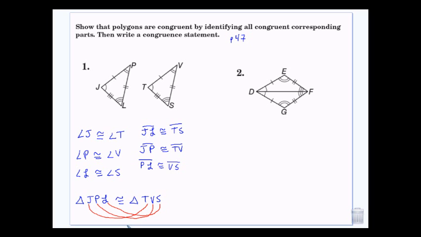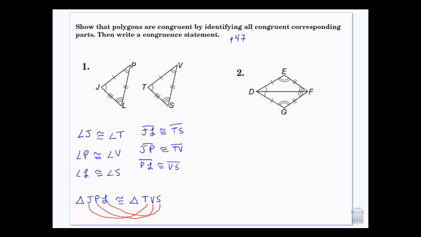Does that make sense? Did you say LJP and STV? Yes. As long as the letters are in the same spot as their corresponding part, you can put them in any order, but they have to be matching. Does that make sense? Yeah? Okay.